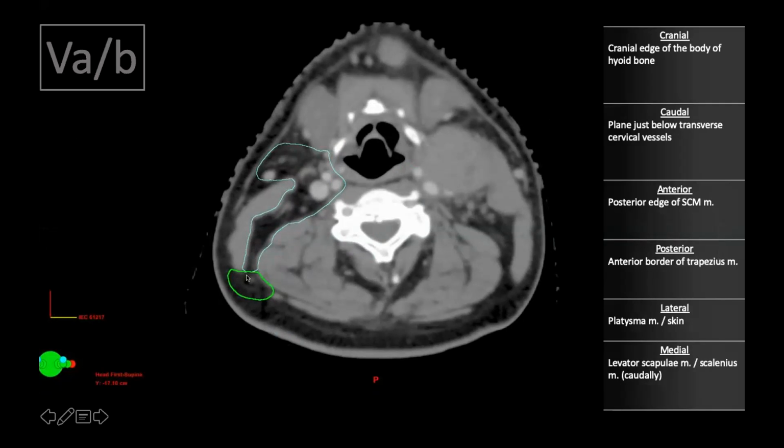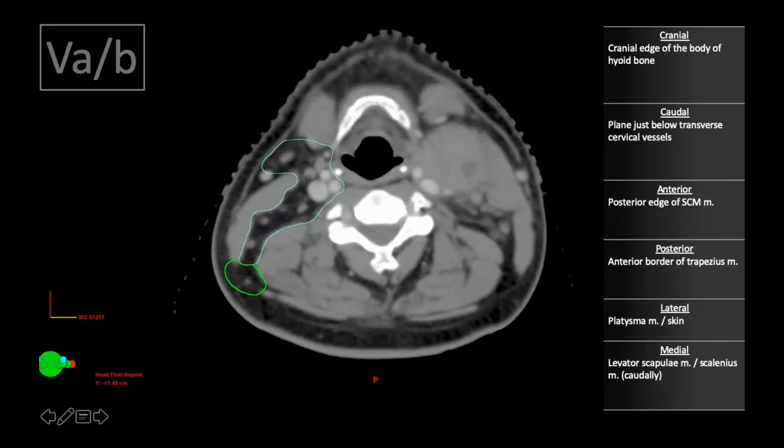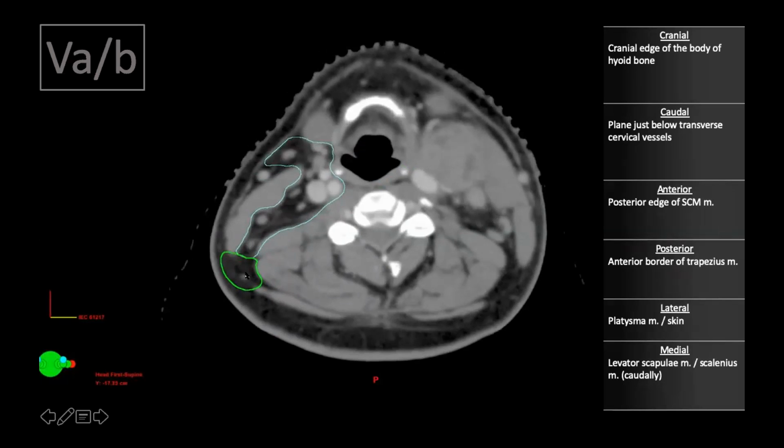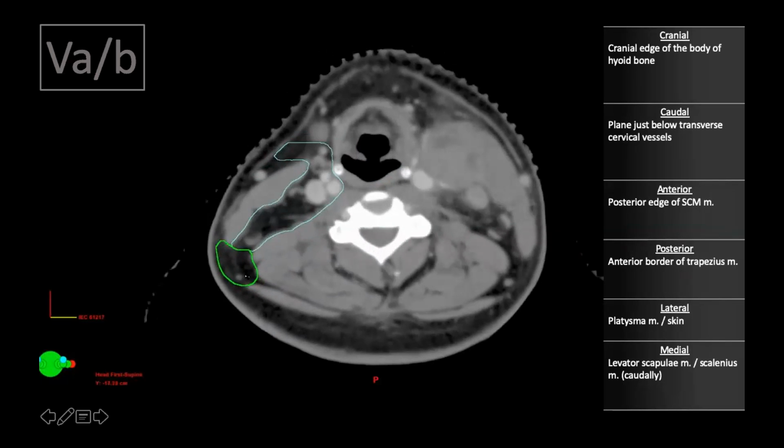So behind the level 2, at the cranial edge of the hyoid bone, your level 5 starts. So it's posterior to the nodes, and I've extended all the way laterally to the skin because there's no platysma clear over here. So this space between the sternocleidomastoid and the trapezius is your level 5. It becomes more prominent as you scroll caudally.